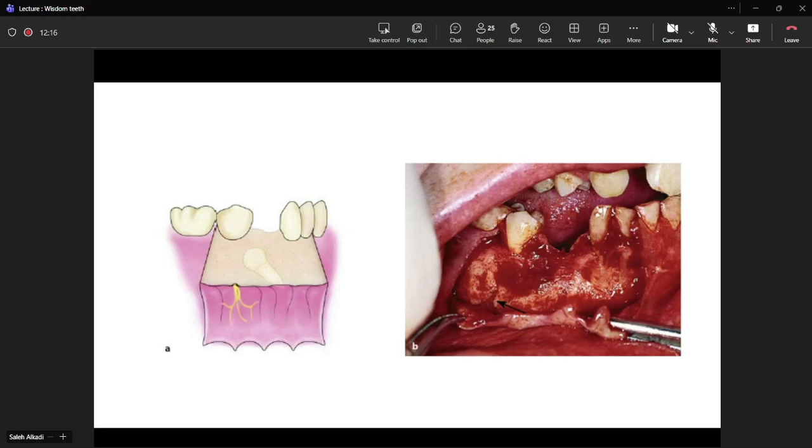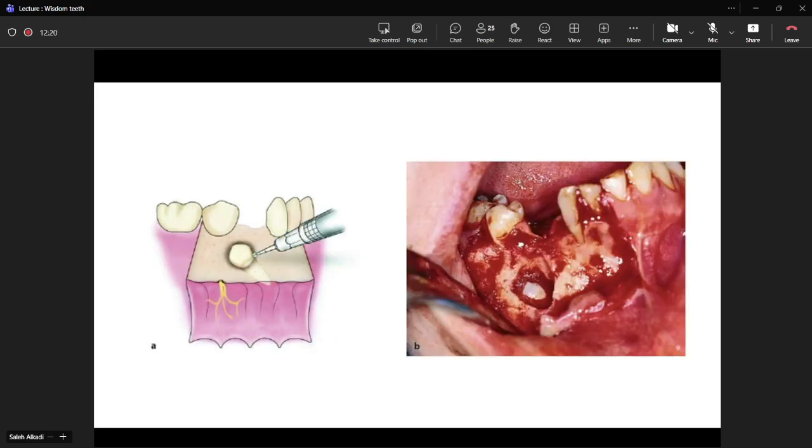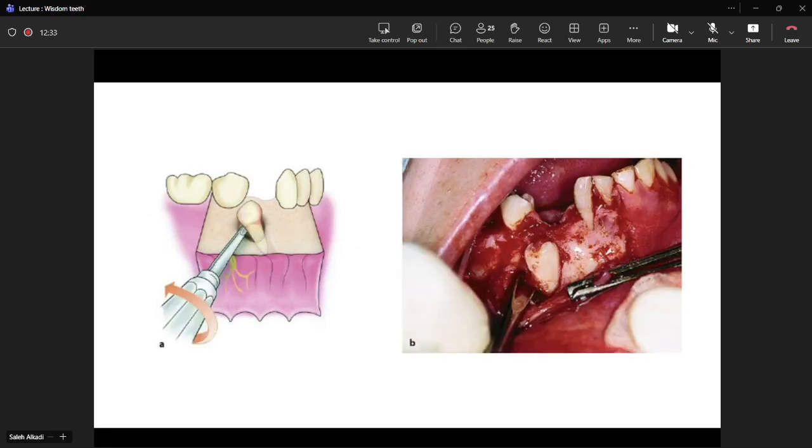Then after reflecting a full mucoperiosteal flap, you need to remove bone to expose the tooth. As you can see here, we created a bony window to expose the crown of the tooth using a round burr. So before sectioning the tooth, if you think that the angulation is favorable, you just create a space for your Coupland elevator or your cryo elevator and try to mobilize the tooth.